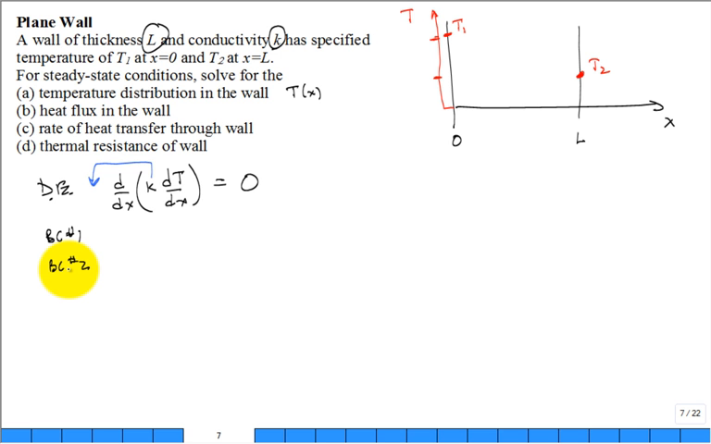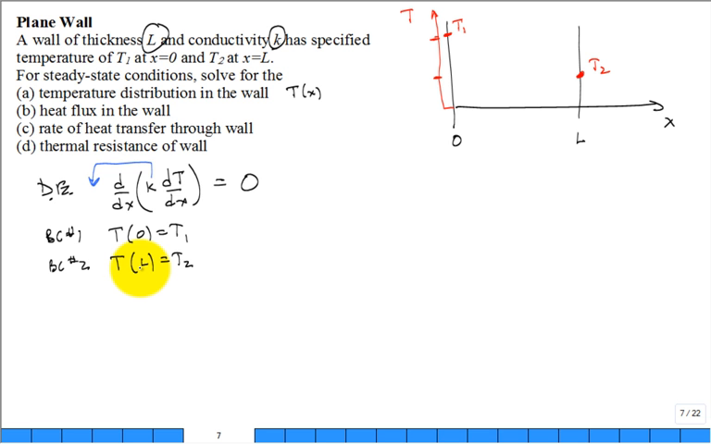So let's do that. What is our boundary condition number 1? And the temperature at L is equal to T2. Those are our two boundary conditions. In the classification of boundary conditions, it's specified temperature at both of them, not insulated or symmetrical or specified heat flux or a convective boundary condition. This is the boundary condition we love.